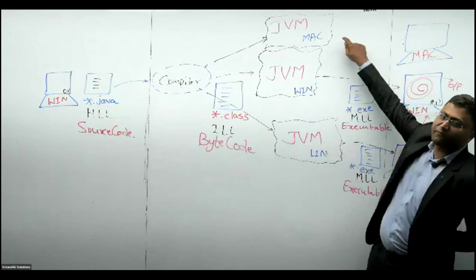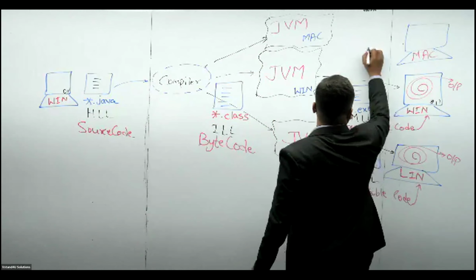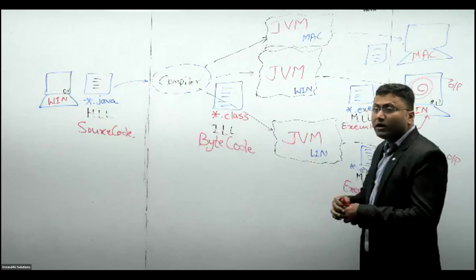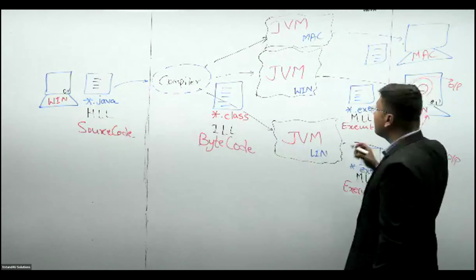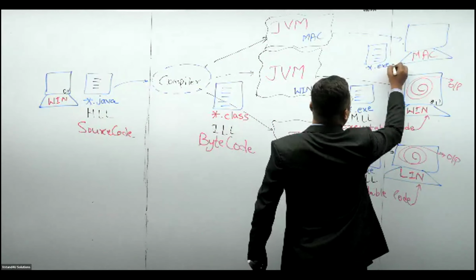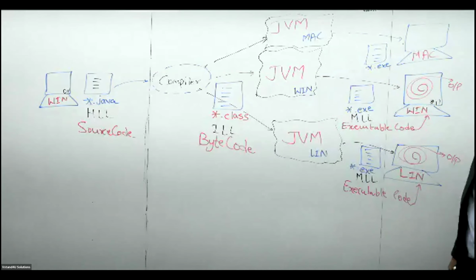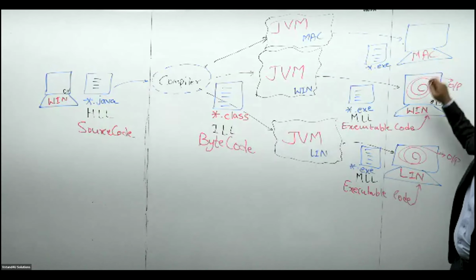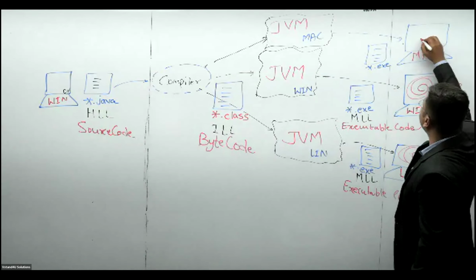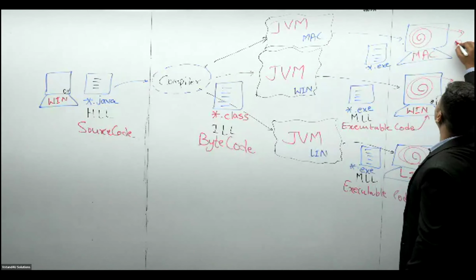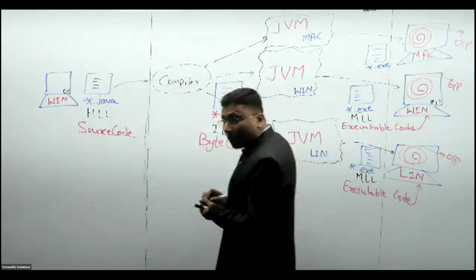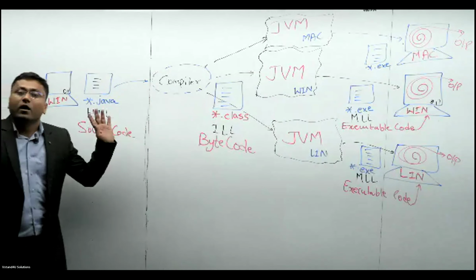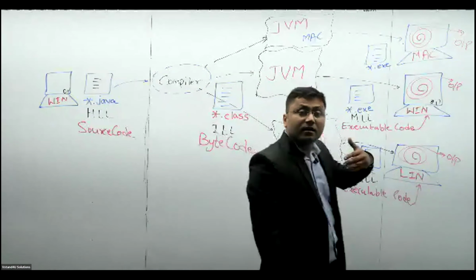This JVM of Mac will produce another file. Yes or no? Which file is this called? Star dot exe. In which language? Machine level language called executable code to work on Mac. Then this code also will work. So can I say how many times do I need to write the Java application, sir? Write once. And can I run anywhere? Hello? If I write the application once, can I run anywhere?